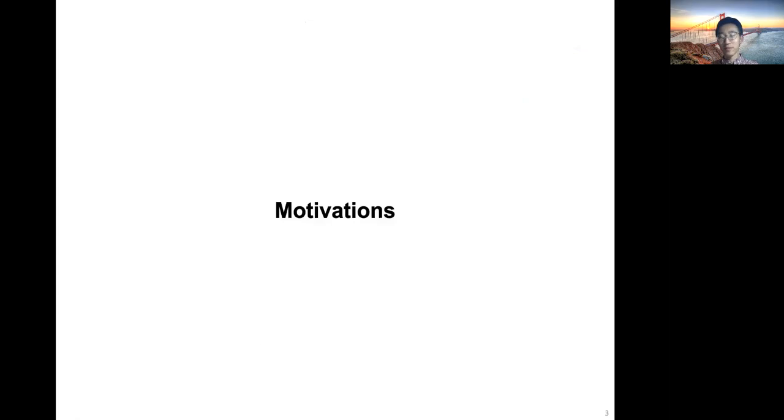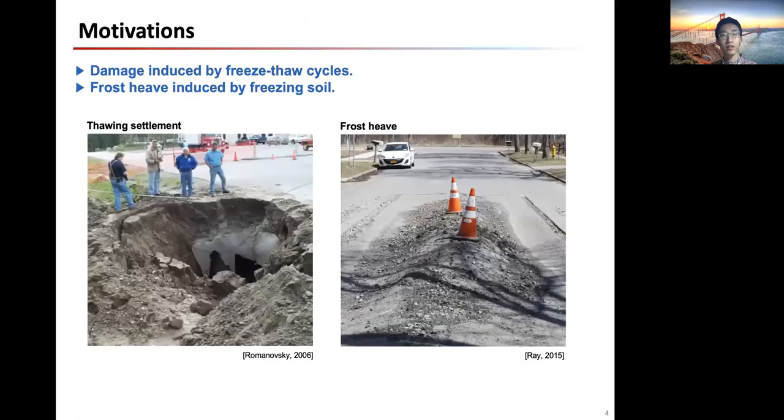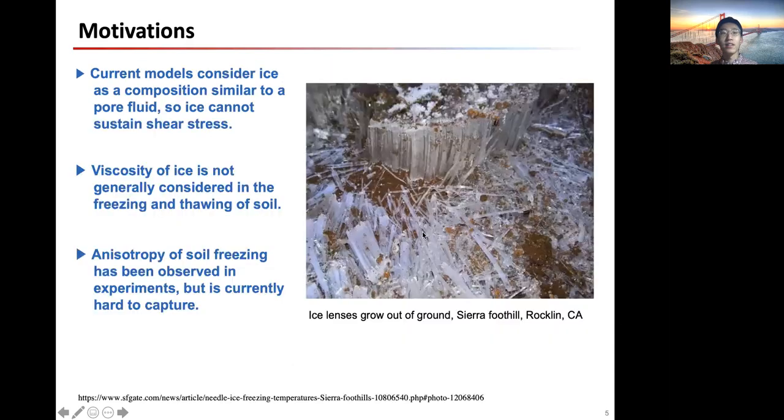So let's start. Why are freezing and thawing of soil so important? Of course, they can cause a lot of damage to engineering practice. For example, the thawing settlement on the left can cause the ground to settle. Also, freezing soil underneath pavement causes so-called frost heave in the road, which means the freezing soil expands underneath. This is quite common in cold areas like Alaska.